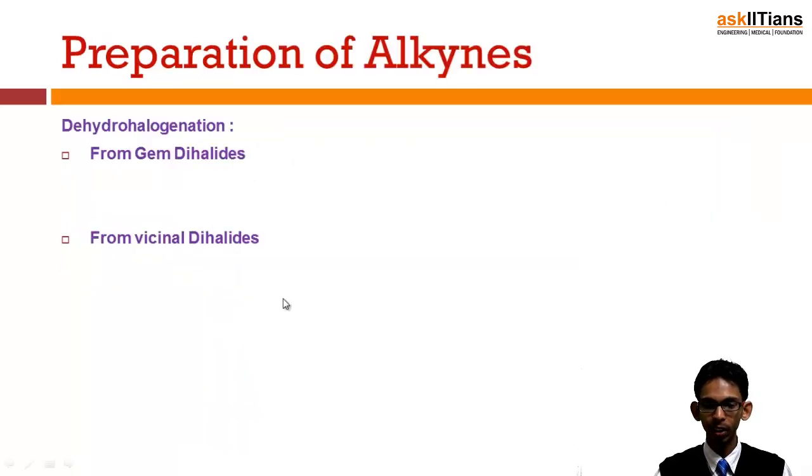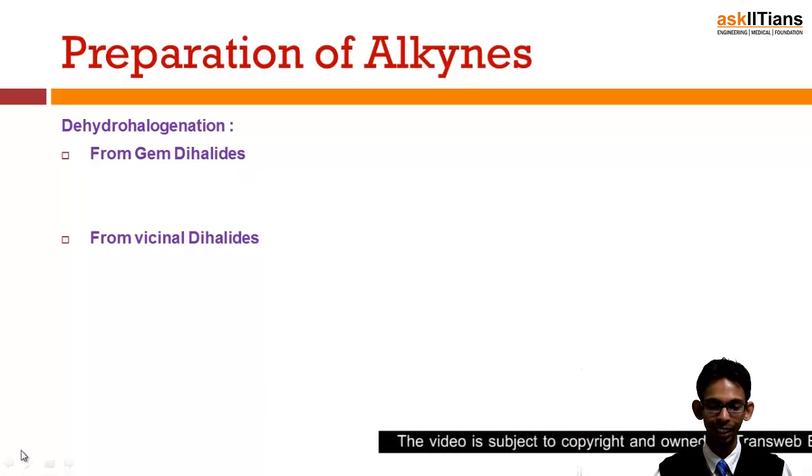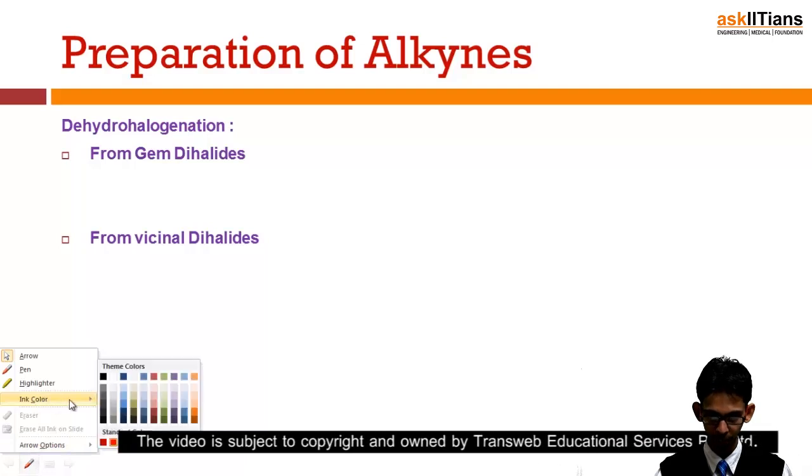Now, preparation of alkynes. The first method for preparation of alkynes is dehydrohalogenation, and there are two ways in which this dehydrohalogenation is done. The first is the dehydrohalogenation of gem halides. The next method is dehydrohalogenation of vicinal dihalides. Let's have a look at both one by one.